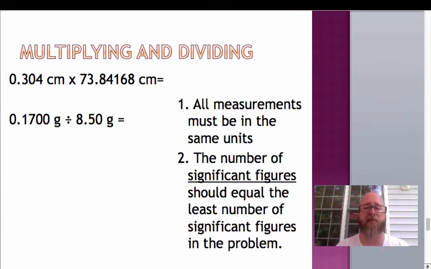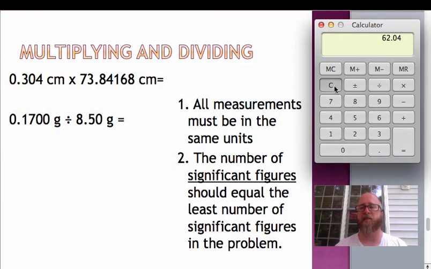Okay, now here's the big difference. In multiplying and dividing, our rule is that our answer has to have the same number of significant figures as the least number of significant figures in the problem. So we're not looking at how many places after the decimal point. We're looking at total significant figures in the problem. Okay? Let's bring my calculator back up.